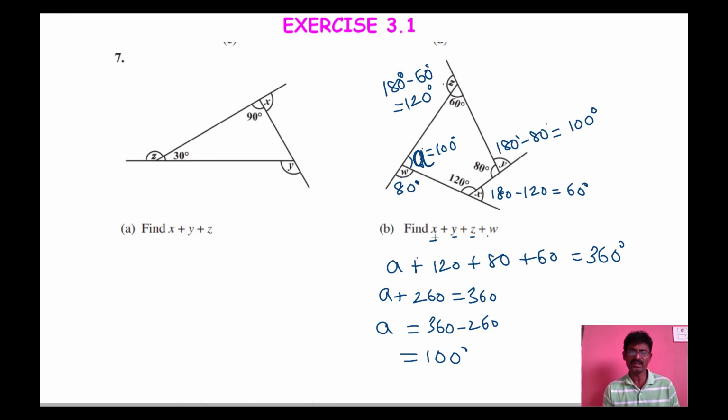From that we can find out x plus y plus z plus w. This is equal to x is how much? 60, plus y 100, plus z 120, plus w, that is 80. This is equal to 120 plus 80, 200. Plus 100, 300, plus 60. So this is equal to 360 degrees.